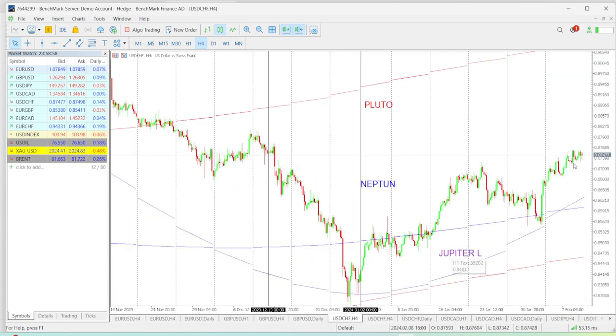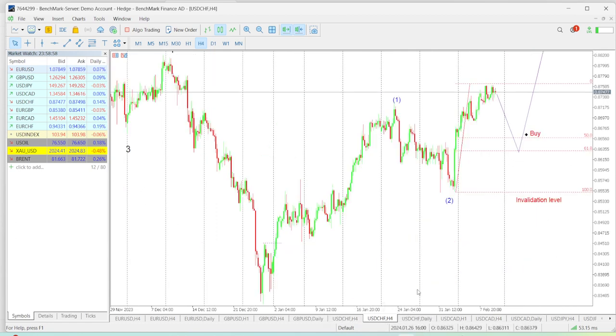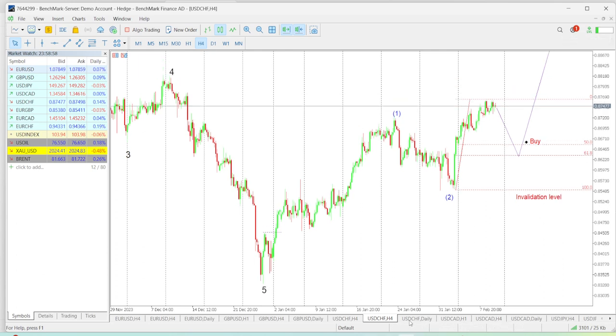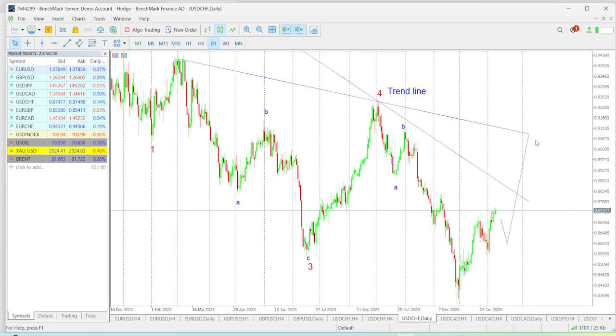I mean, we have an uptrend here. In terms of Elliott wave, I expect that the price should make a correction from this Fibonacci level, and after that to continue going up. On a daily time frame, I think that the price is going to meet this trend line.